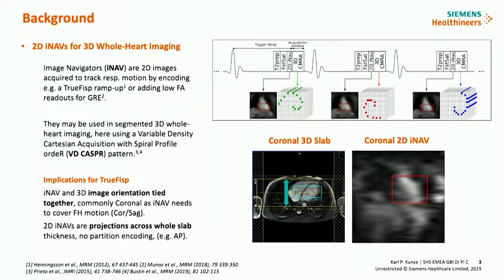Exactly, and this is how the planning would look like, and here you can see that the projection across the whole slab includes potentially arm signal and chest signal that you don't really need in order to make this image.